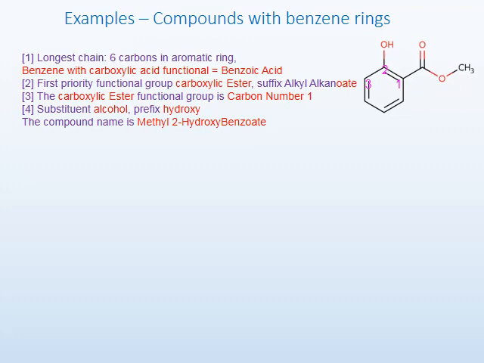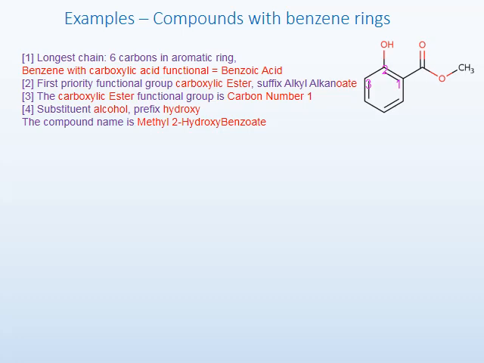Certain cyclic compounds have long-established names, such as benzene. For example, this compound is a carboxylic ester. The carboxylic acid part has a benzene ring. This is called benzoic acid. There is also an alcohol group attached to the benzene ring. This will be named as a substituent.